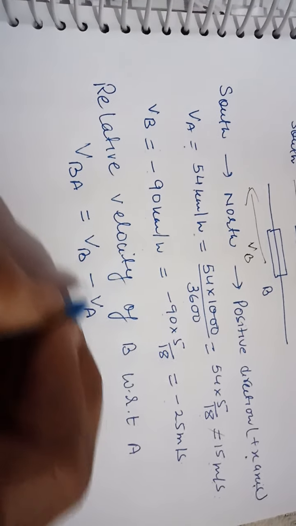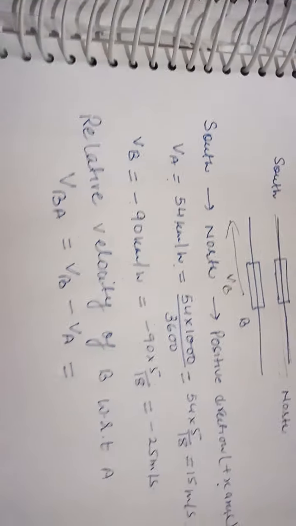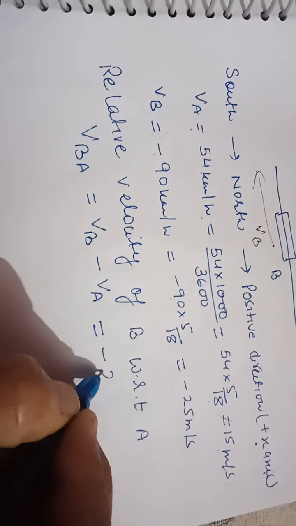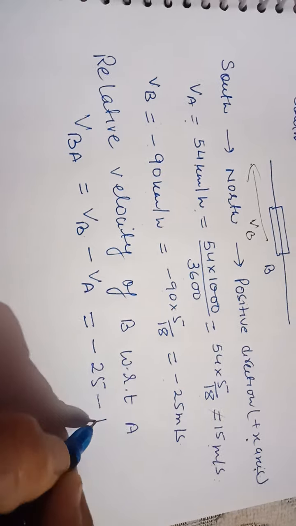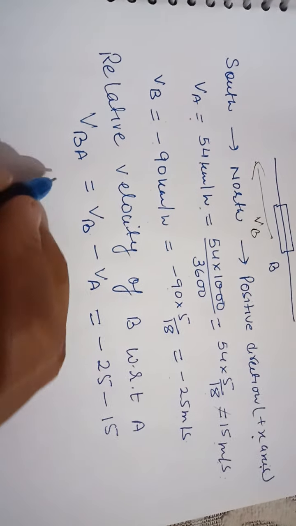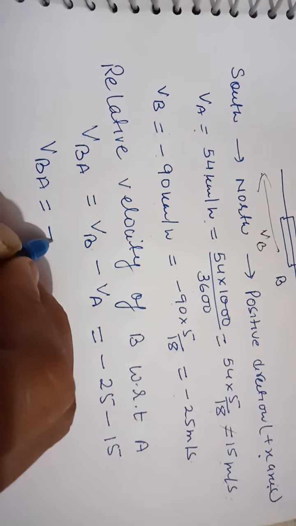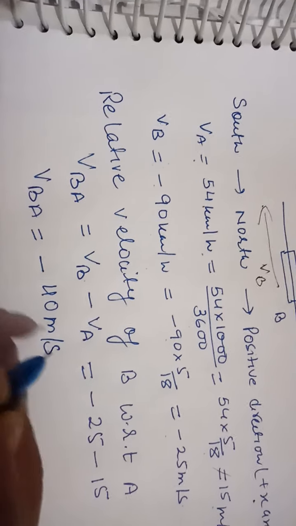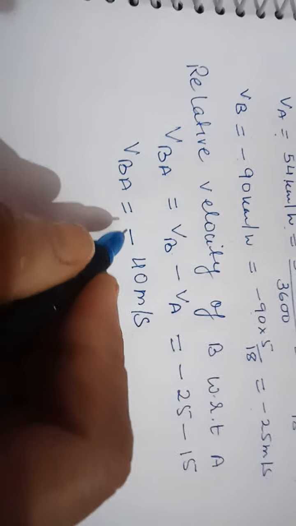I have written it, but now here you will apply the sign. Here VB is given negative, so you will apply minus 25 as the value of VB and minus VA, 15. Okay, so you have got VBA equal to minus 40 meter per second. Now see, you have got the relative velocity of B with respect to A, and this is the minus sign.